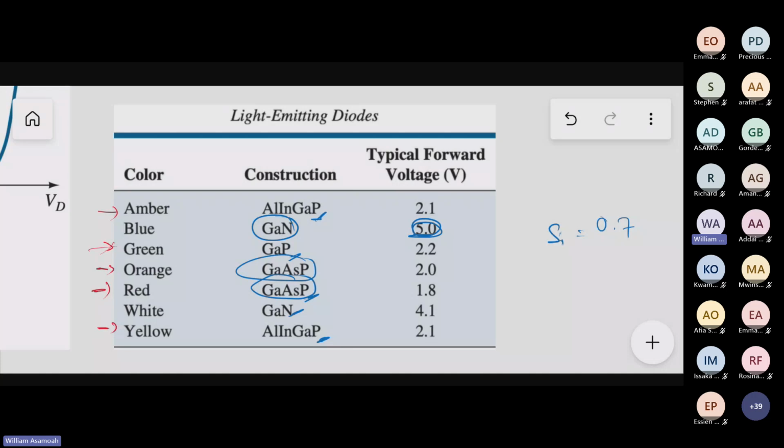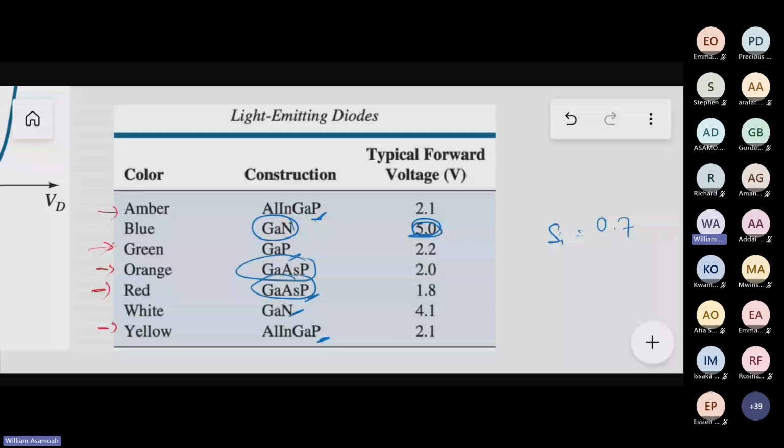Now, how do we use these LEDs to make our mobile phone screen? Have you observed that we said that there are 3 primary colors? And out of these primary colors, we can form all other colors in the world. We told you in senior high school that the 3 primary colors were red, green, and blue. And from red, green, and blue lights, you can form all other lights in the whole world.